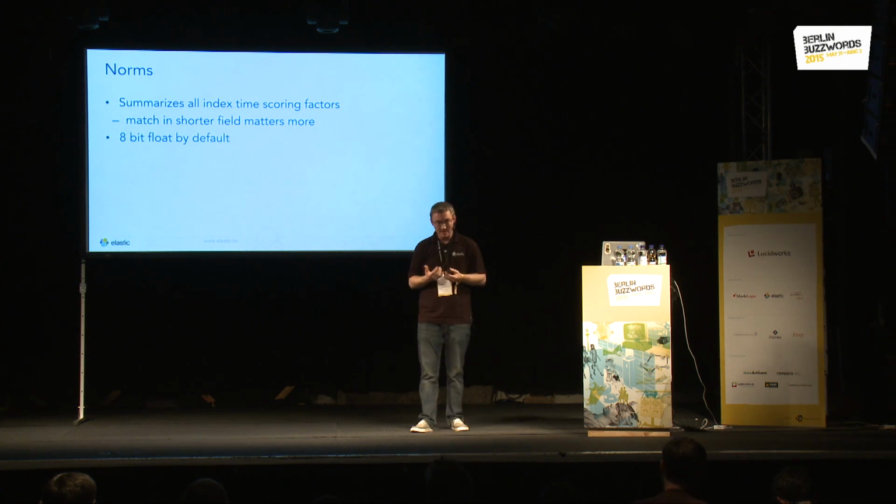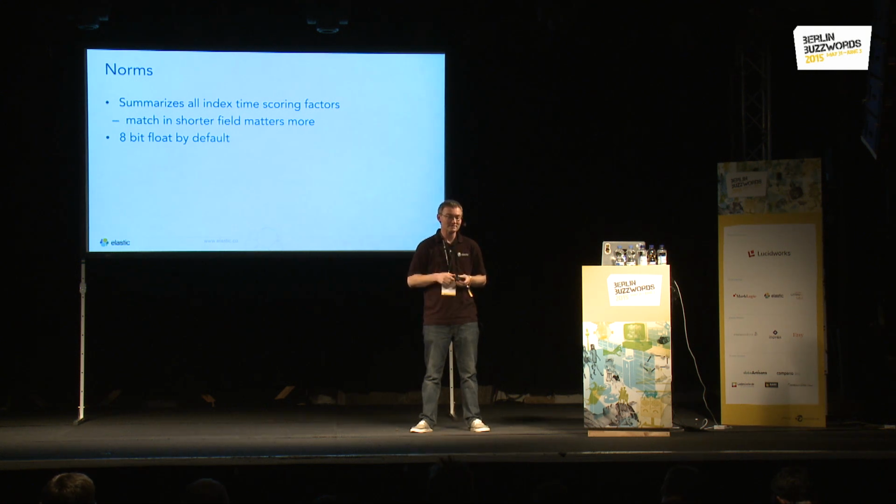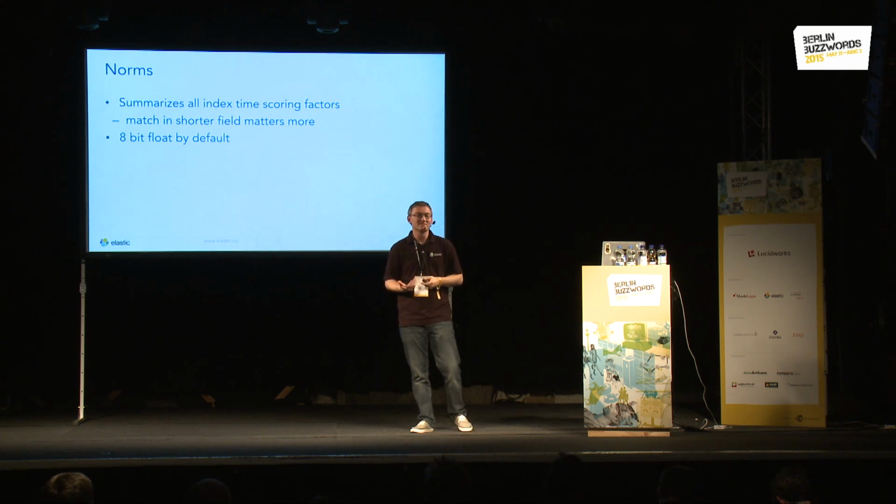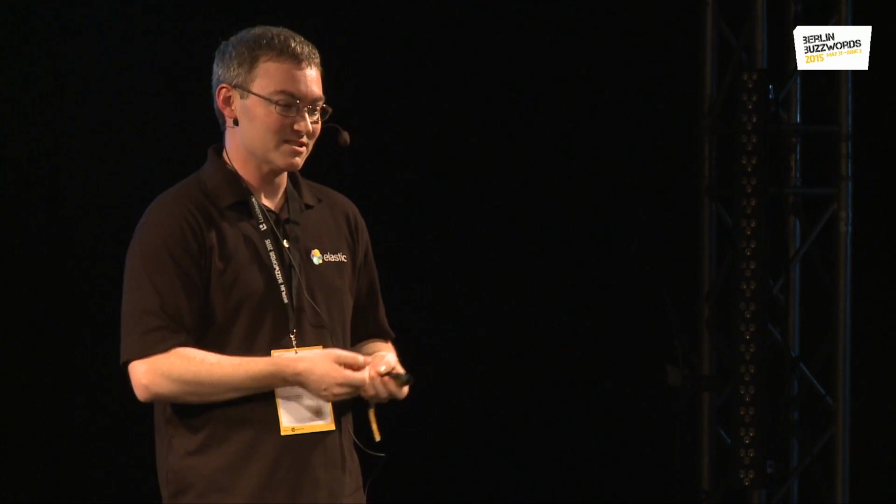This value is actually an 8-bit floating point value encoded as an integer. The reason for that is only big differences matter. So if I have a document that matched in a field that was 1 million in length, and one that matched in a field that was 2 million in length, they're basically the same, right? What matters is if I have a field that had a length of 2, or 3 or 4. But all those, 2, 3, and 4, are also essentially the same. So we have small and large.